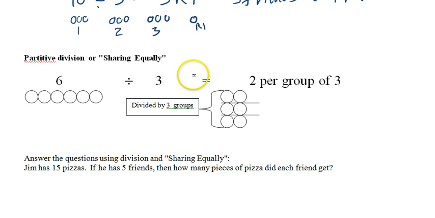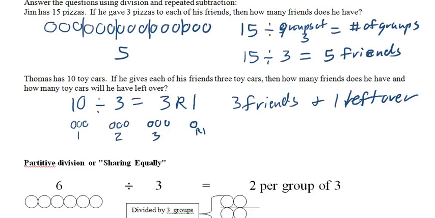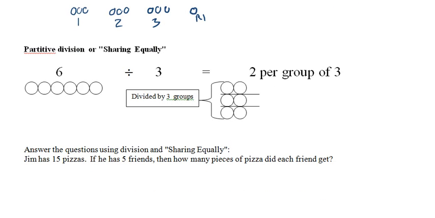Okay, so here's the next part. This is called partitive division, or you can think of it as sharing equally, which is what I like better. And just like before, what we were doing is taking a certain amount and dividing it into groups of that size. You could actually say, well, what if I wanted to take 6 and then divide it into 3 groups? How much would be in each group? It's the reverse of what we said before.